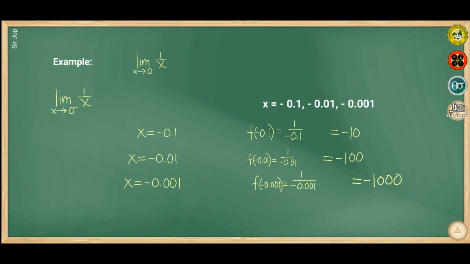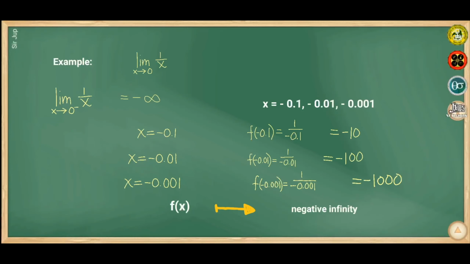As you can see, pababa ng pababa ang value ng f of x kahit magkalapit lang din ang negative 0.1, negative 0.01, and negative 0.001. Ang f of x ay hindi nag-approach sa isang finite value. Ibig sabihin, f of x tends to go lower and lower to negative infinity as x approaches 0 from the left. Kaya, limit of 1 over x as x approaches 0 from the left is negative infinity.